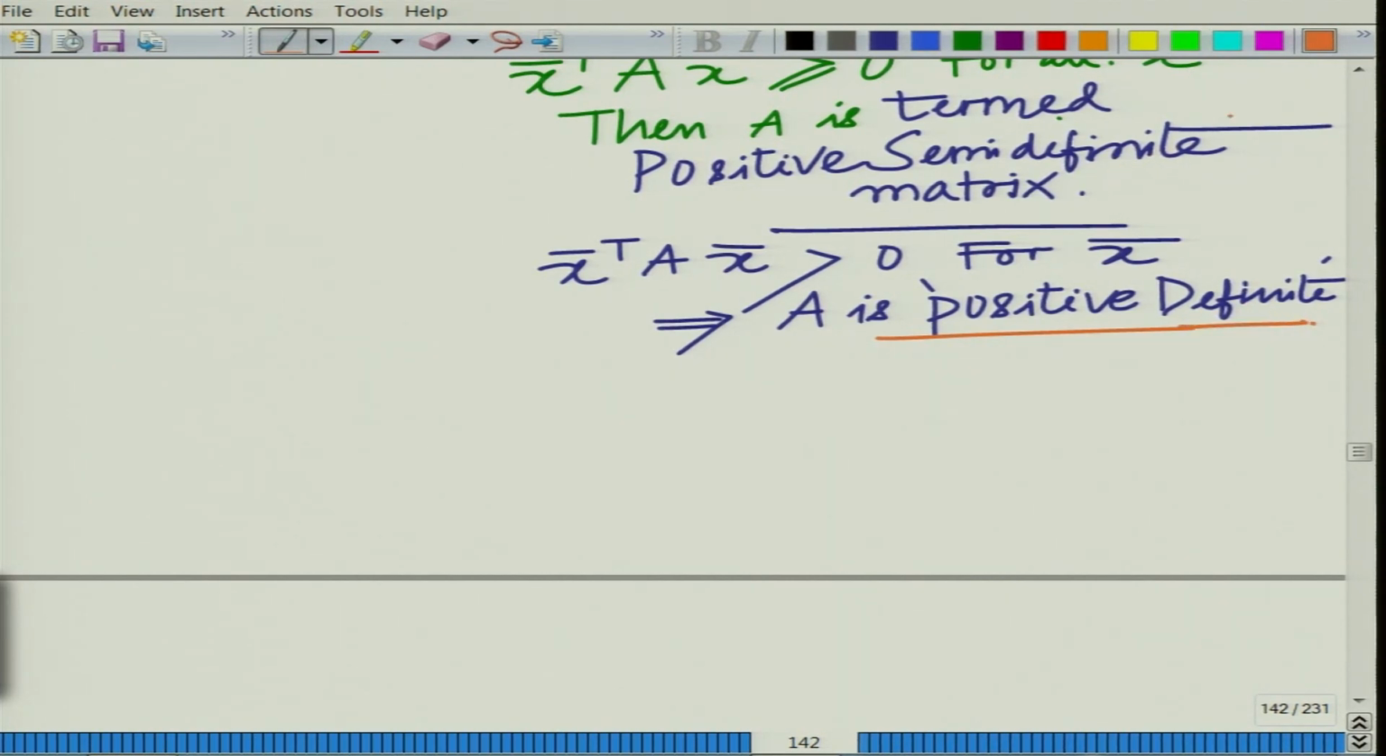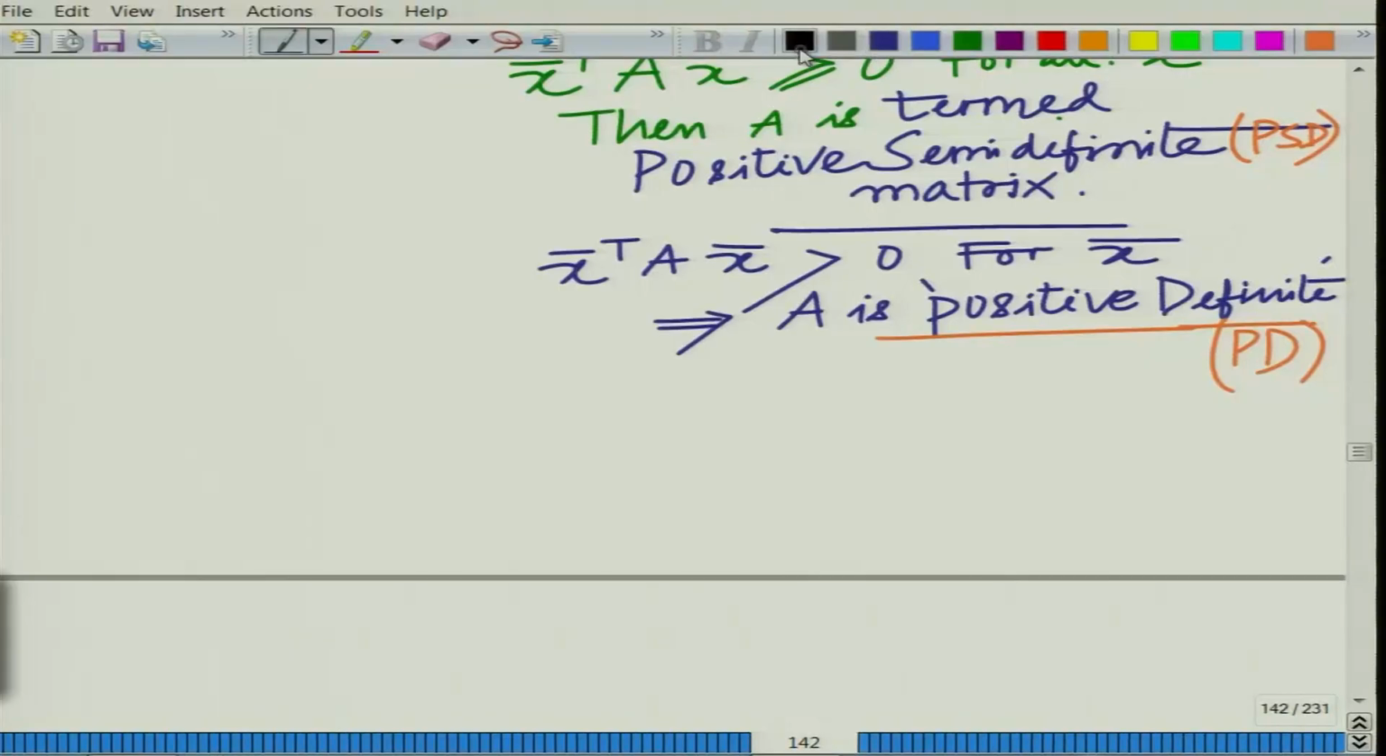So, positive semi definite is PSD and positive definite is a PD matrix, right. So, if x bar transpose A x bar is always greater than or equal to 0 for all vectors x bar, then A is termed a positive semi definite matrix. If it is strictly greater than 0 for all vectors x bar, then it is termed a positive definite matrix.